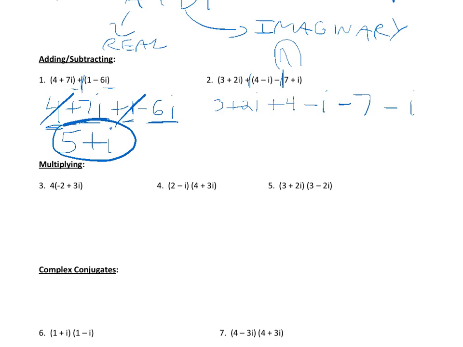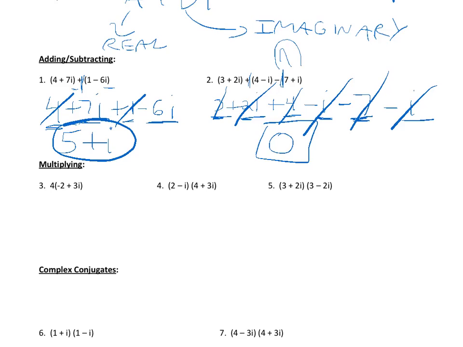Now I got rid of the parentheses, so I can combine like terms. So let's see here, I have 3 plus 4 is 7. 7 minus 7, these go away. So there's no real part. And then I have 2i minus i, which is i. Then i minus i, these all go away. So I just end up with 0.